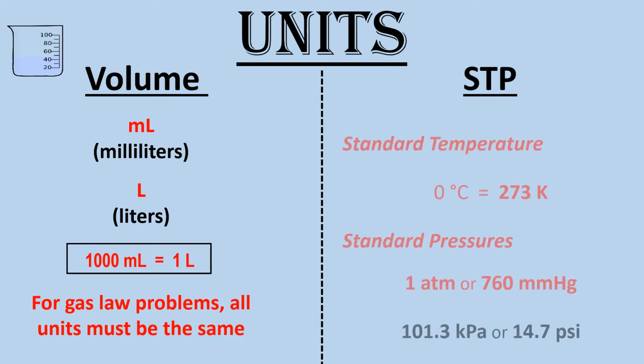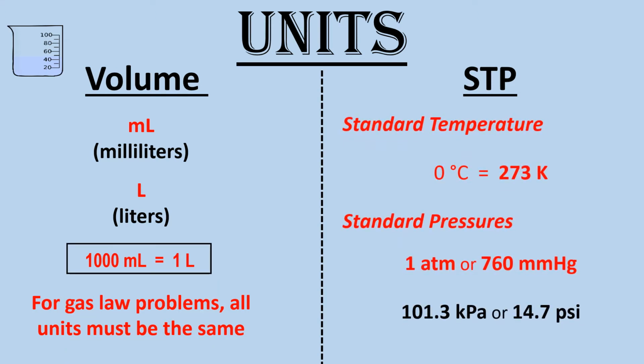What we consider our standard temperature and pressure. Standard temperature is 0 degrees Celsius or 273 Kelvin. Standard pressure is 1 atm or 760 millimeters of mercury, 14.7 psi or 101.3 kilopascals.